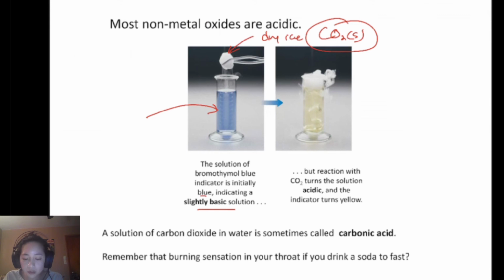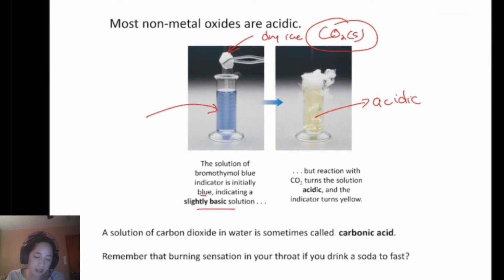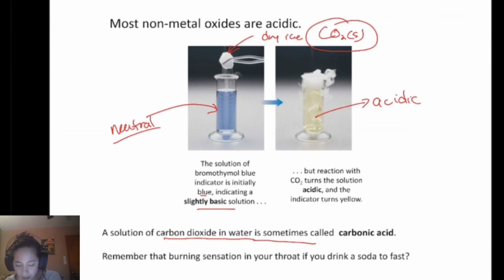When you drop dry ice into the water with the indicator in it, it turns yellow, which means that now this solution is acidic. So before you drop the dry ice in, the solution is essentially neutral or basic. But then once you drop the dry ice in, it becomes acidic because the indicator turns yellow. So what you're seeing is a solution of carbon dioxide in water. When you stick carbon dioxide in water, you produce what's called carbonic acid. So you're forming an acid.